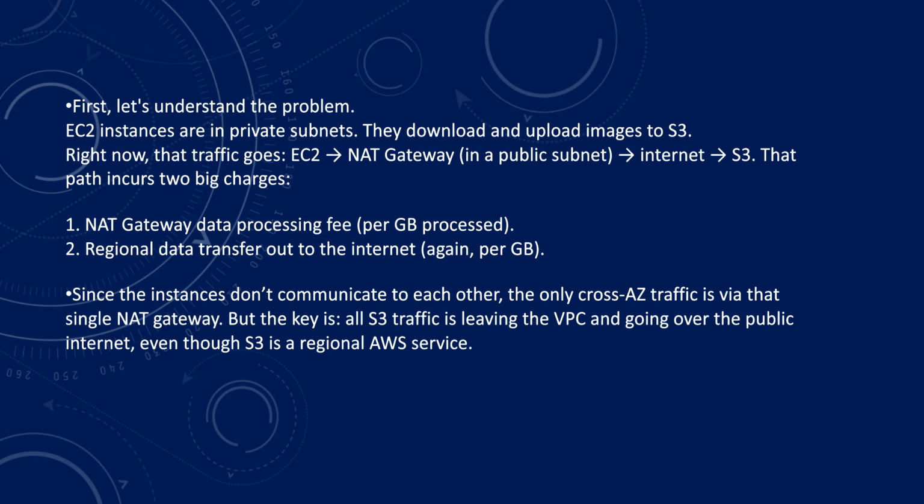So this path incurs two big charges. The first is NAT gateway data processing fees, which is per GB processed, and the second is regional data transfer out to the internet, which is also per GB. Since the instances don't communicate with each other, the only cross availability zone traffic is via the single NAT gateway. But the key is that all the S3 traffic is leaving the VPC and going over the public internet, even though S3 is a regional AWS service.